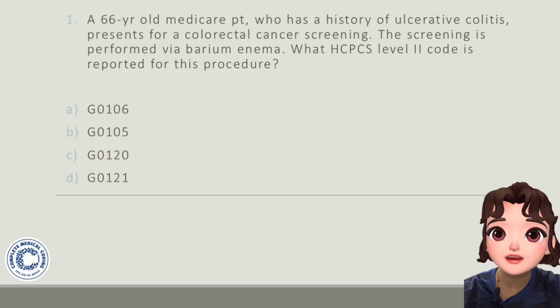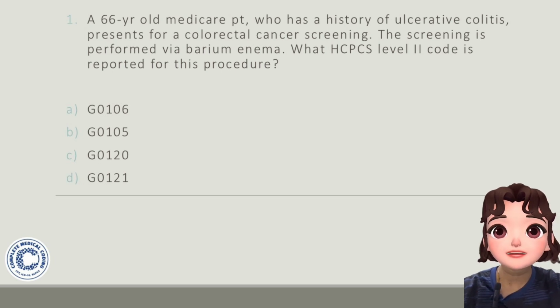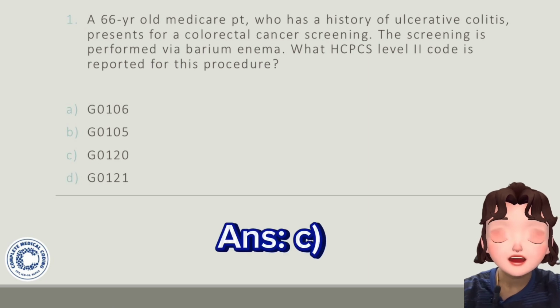We need screening colonoscopy. What is G0121? Colorectal cancer screening, colonoscopy in individual not meeting criteria for high risk. No. So here our correct answer is option C, G0120, for screening colonoscopy.